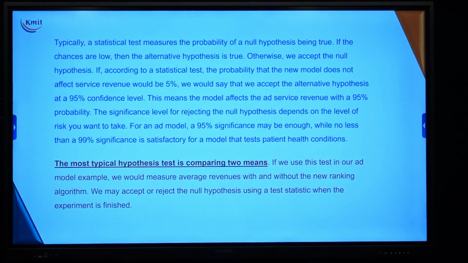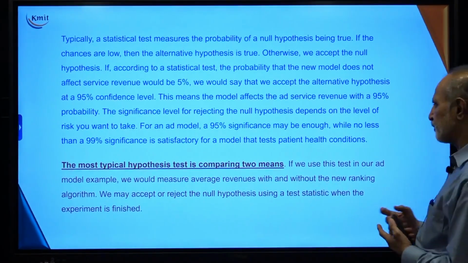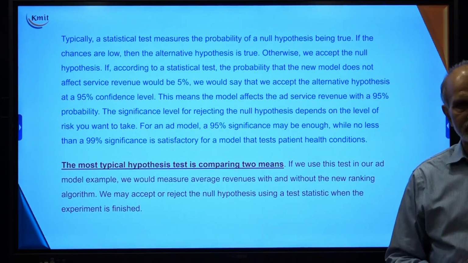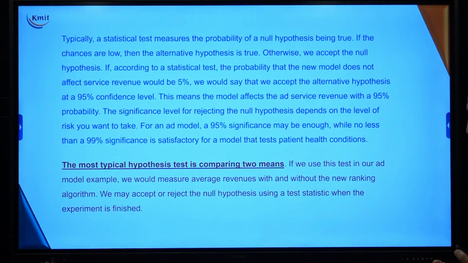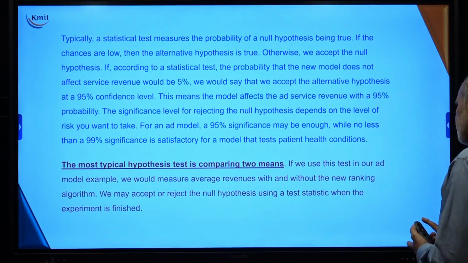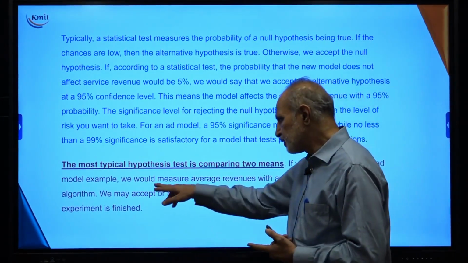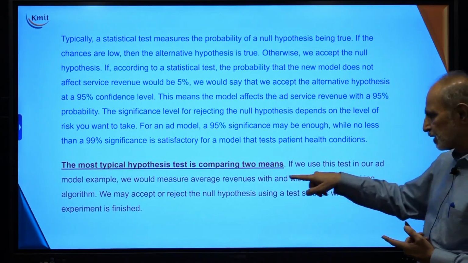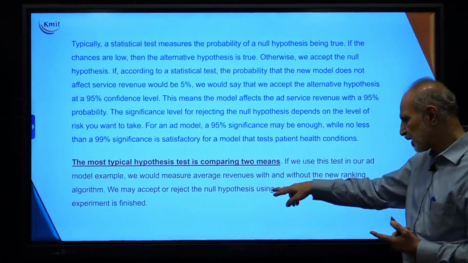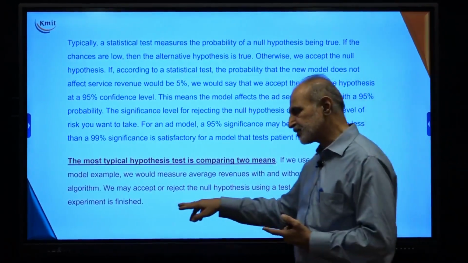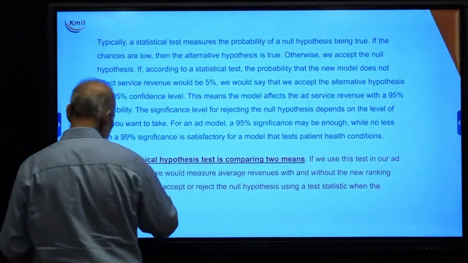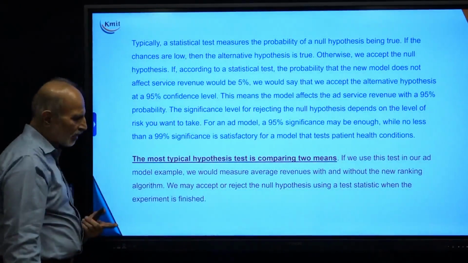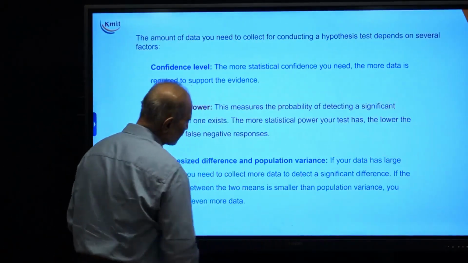Now, look at the way the most typical hypothesis test comprises two means. You have a statistical mean, you have a sample mean. So, take the two means. If we use this test in our ad example model, we would measure average revenue with and without the new ranking algorithm. We may accept or reject the null hypothesis using the test statistic, which is experimentally finished. So, this sounds better. This is more of a scientific method and also a confidence method. So, either of these two will help us.